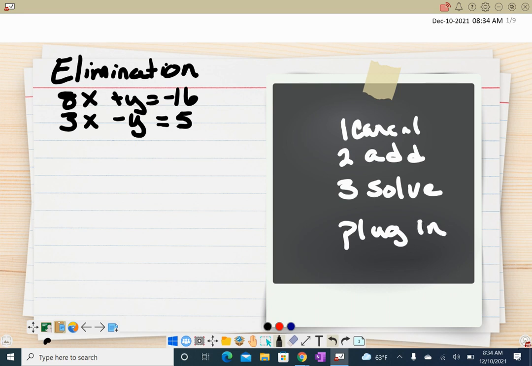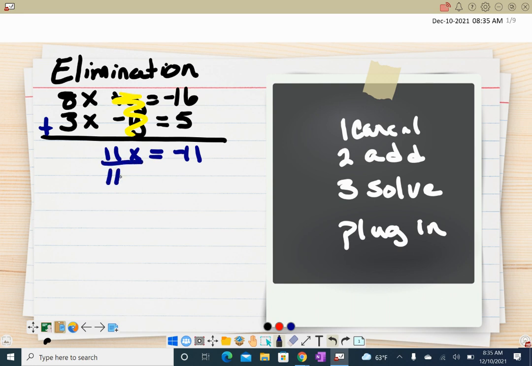Okay, so cancel. Who's going to cancel? The y's. They're gone, right? A positive y and a negative y make each other go away. So then I've got 8x plus 3x gives me 11x. Negative 16 plus 5 gives me negative 11. So now I have 11x, 11 times x equals negative 11. So I divide by 11, and x equals negative 1.